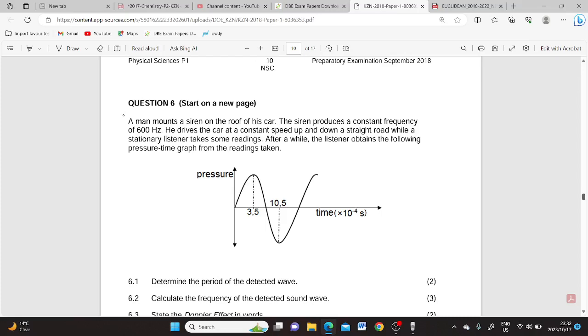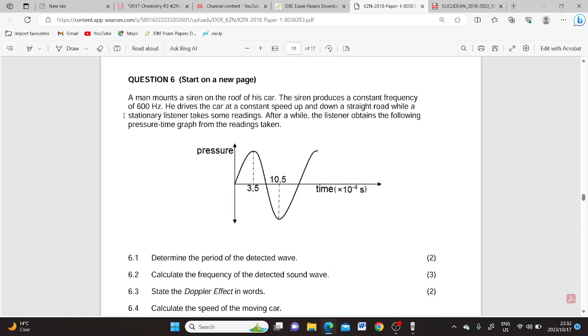Right, another Doppler effect. They're saying a man mounts a siren on the roof of his car.